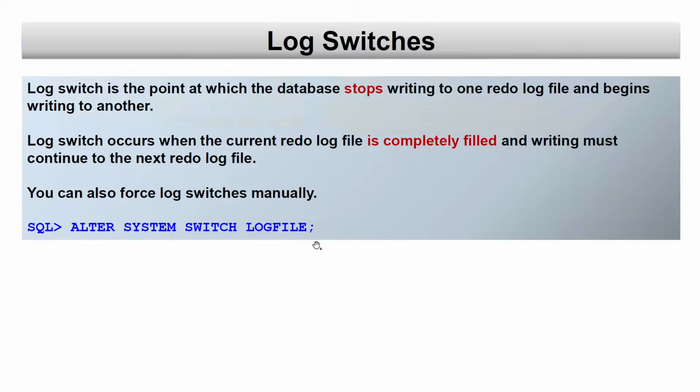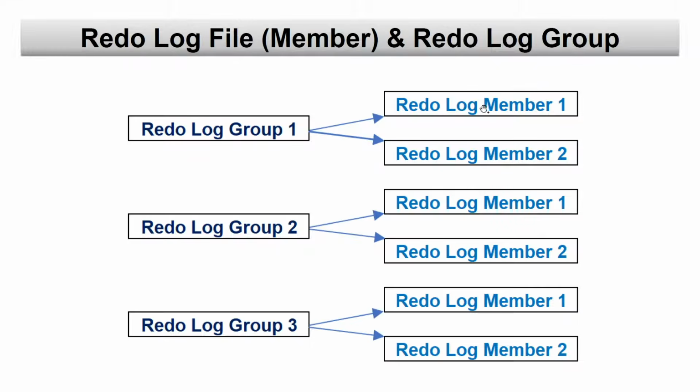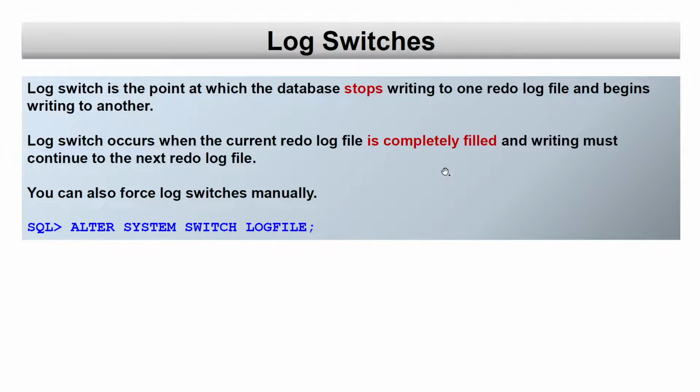One redo log file is lost. So in this particular case, only one member is lost. What if this one member is lost? We'll have to clear that particular redo log group. We just have to clear that redo log group. Once we clear that redo log group, that particular member will automatically get created. That is scenario one.